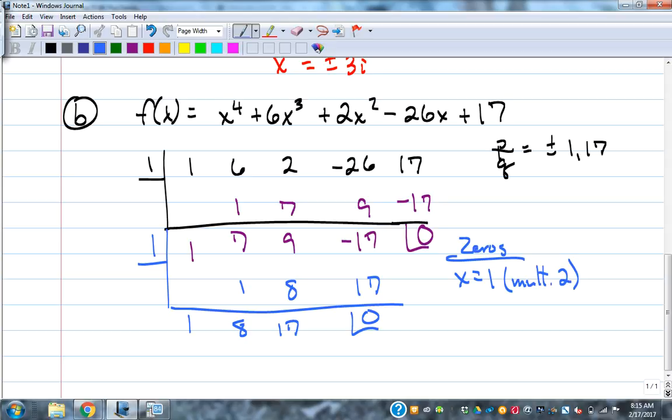And then I've got a quadratic left over. Pretty easy to see that the answers to that are not 1. So it looks like we ran out of ones to use.